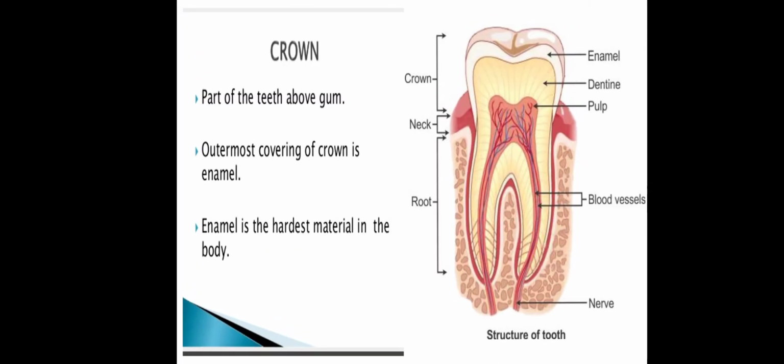So where is the neck region now? This is the neck region over here. You have blood vessels and there is a pulp. So these blood vessels provide nourishment.